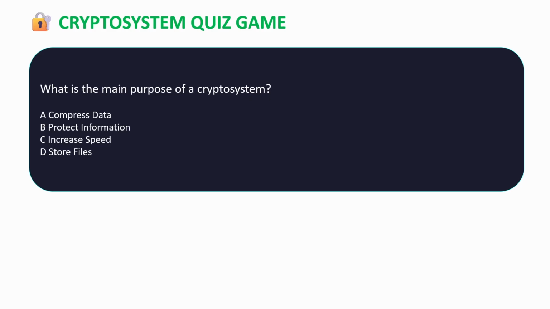So far we have seen what a cryptosystem is, the components of a cryptosystem, and the various attacks that take place on a cryptosystem. Now we are going to have a quiz. The question is: what is the main purpose of a cryptosystem? A. Compress data, B. Protect information, C. Increase speed, and D. Store files.